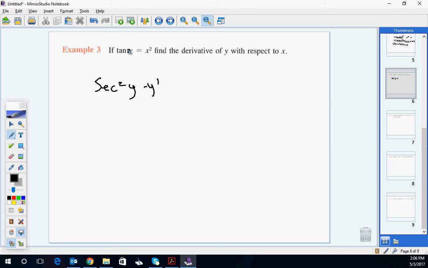That's times, I'm going to have to get some new pens. 2x. And so then all we do is we divide by secant squared y. And this is where it gets interesting. Well, not super interesting. Relax, relax.